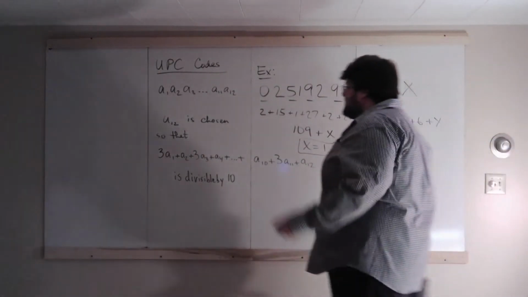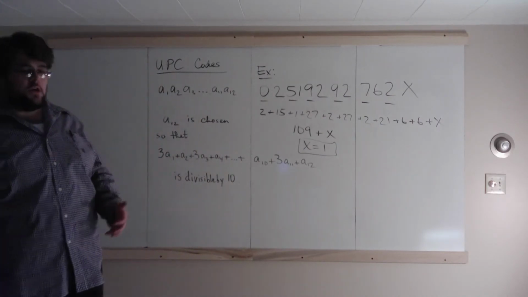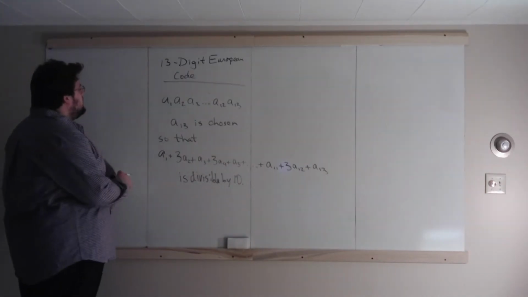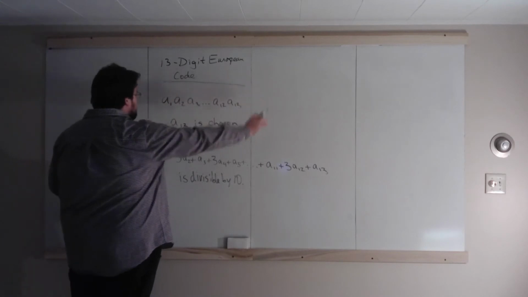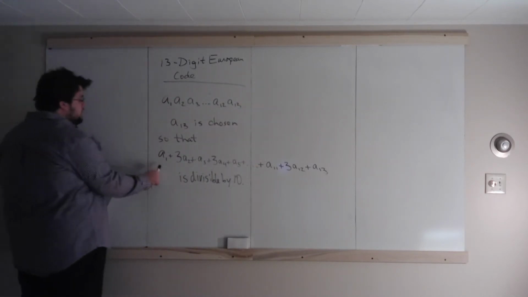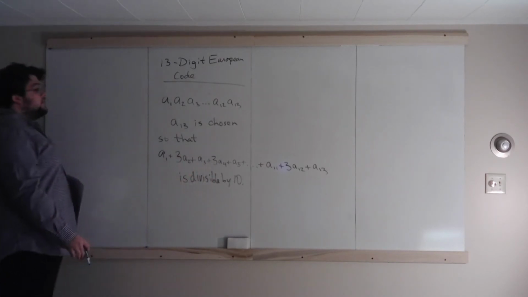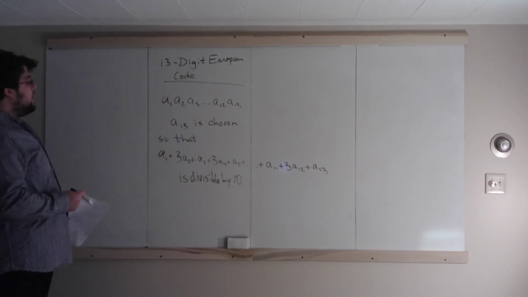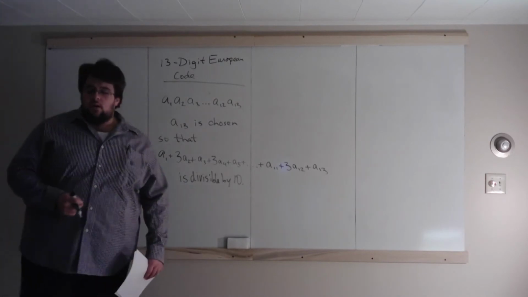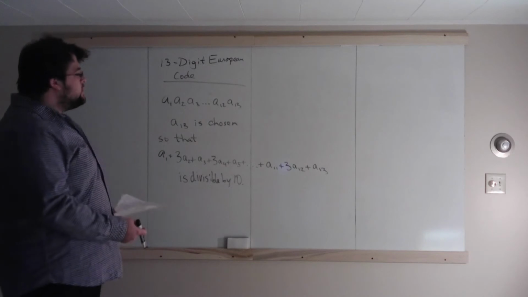There's an extension of the 12-digit UPC code, a 13-digit European code. It has 13 digits, and the last one is chosen so that the first one plus 3 of the second, plus the third, plus 3 of the fourth, and so on, is divisible by 10. And all UPC codes can easily be translated into one of these 13-digit codes.